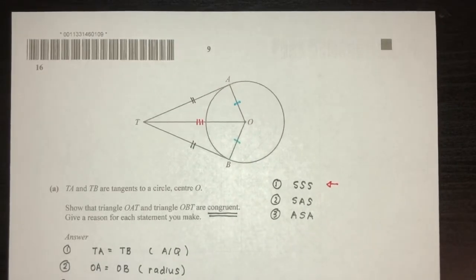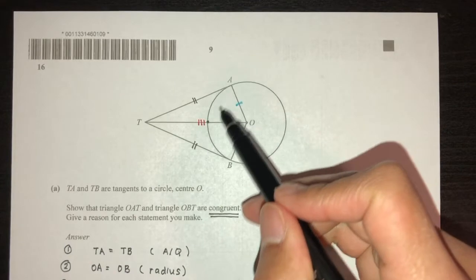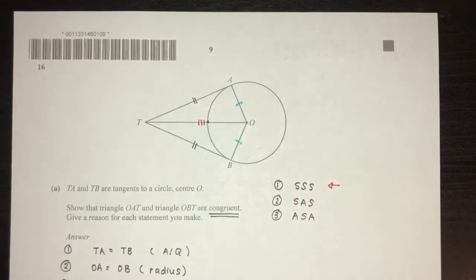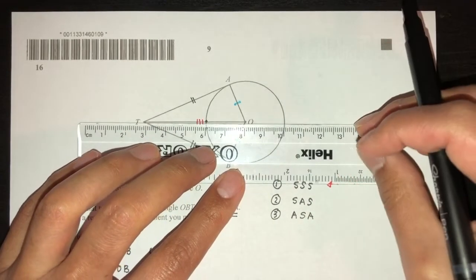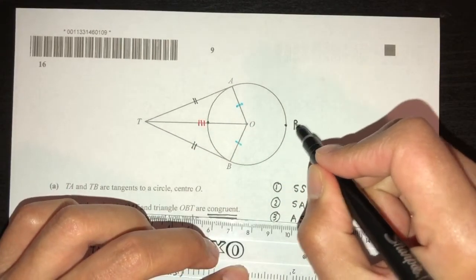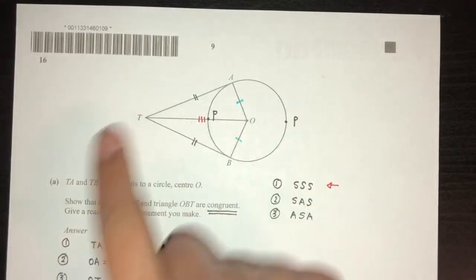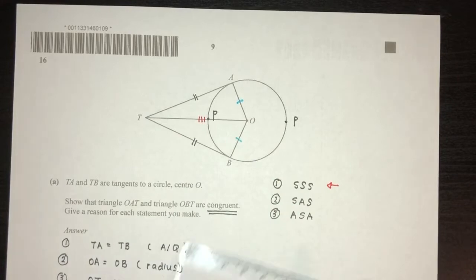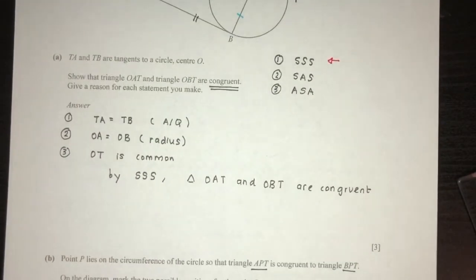So by observation, you can see we can first put the point P right here, right? Because APT, BPT will be the same. Now the other point, we also can put on the other side of the circle. We can put this right here. So this is point P and point P, so that APT and BPT will be congruent, which is the same. So this is your answer for part B and question 16.